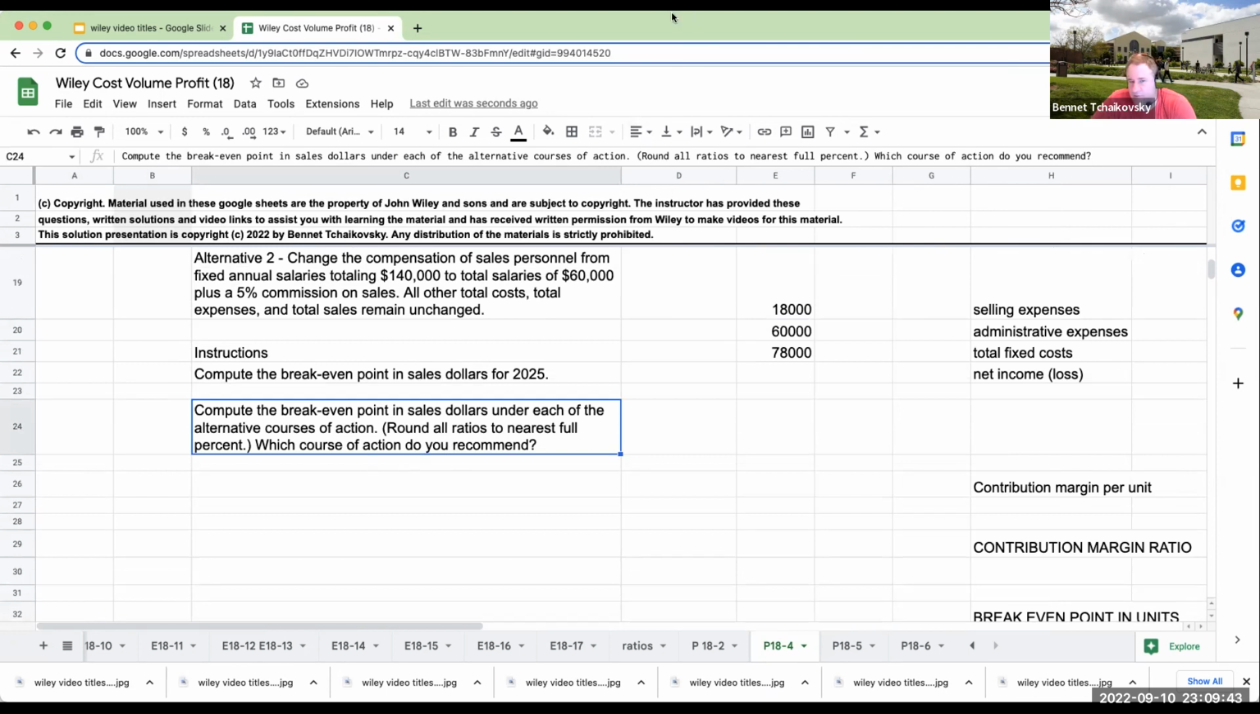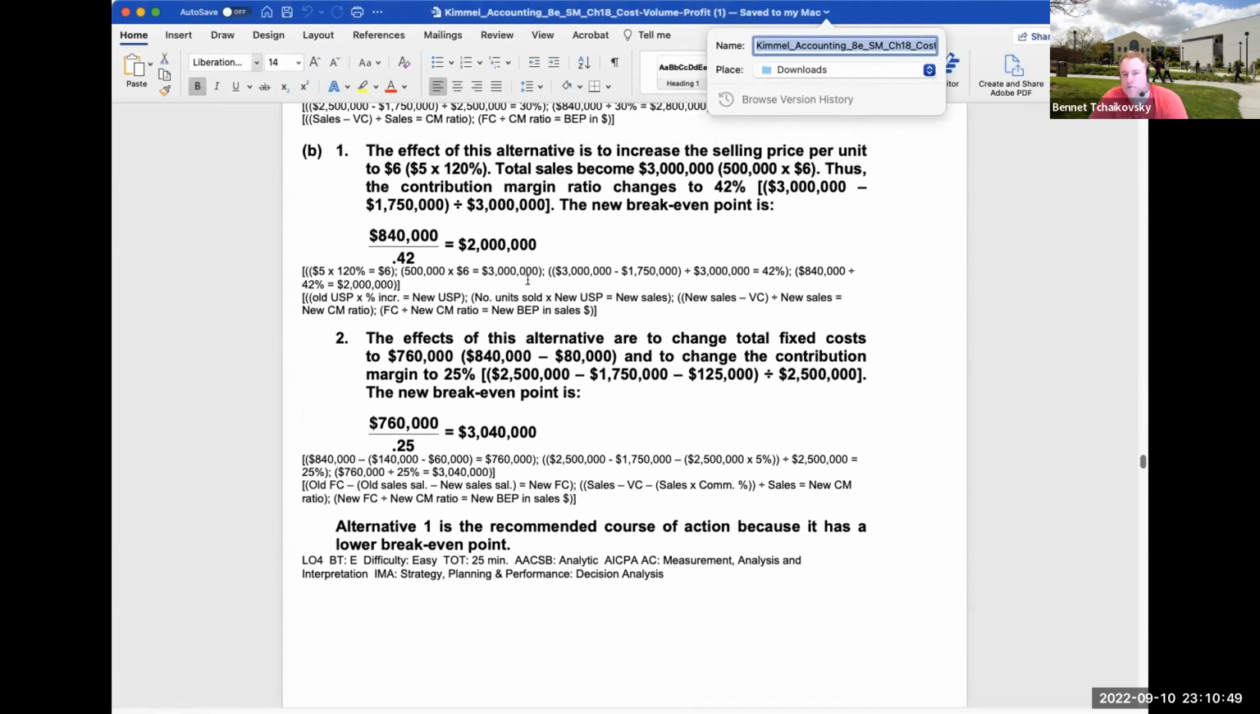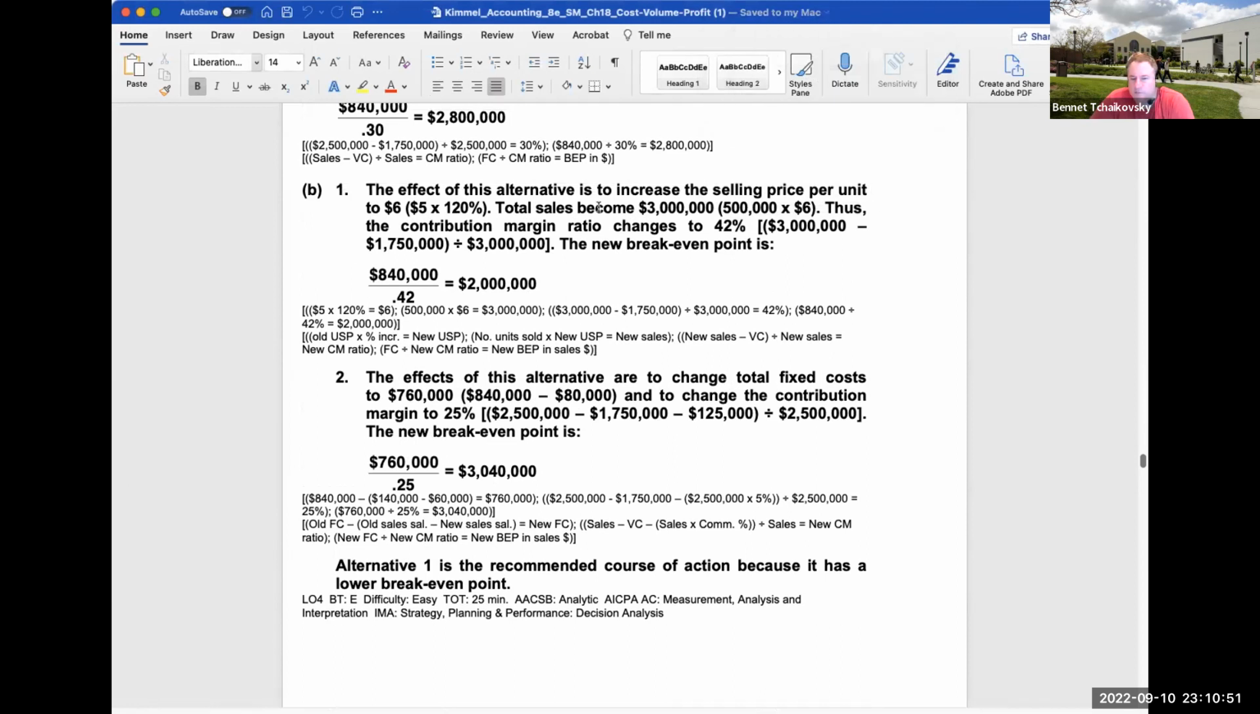But for fun, let's take a look at the solution to this. Just give me a second. Yeah, so we're absolutely correct in terms of how we were looking at this, because the effect right over here is that you're increasing the amount of sales that you need to 3,040,000. And then by putting this over here, you're actually now lowering that break-even point.